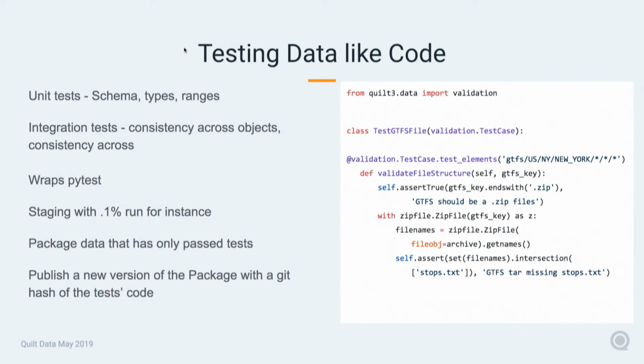And we can implement a CI stack so that when you go to publish your data, first it'll stage it and then it will run the tests, and only once the tests have passed will it publish them. That way anyone who wants to consume your package can have some level of confidence that the data is valid.